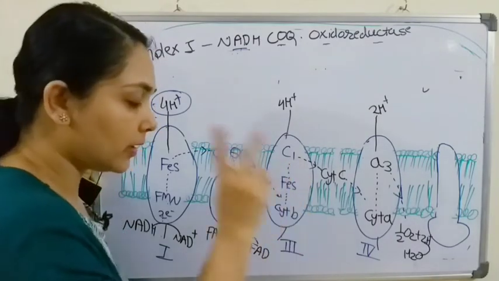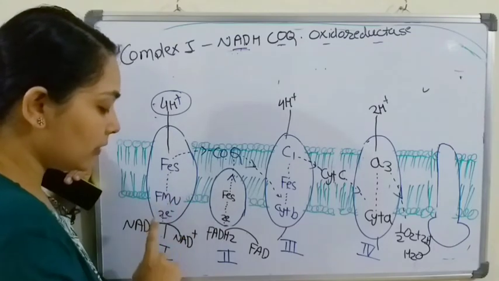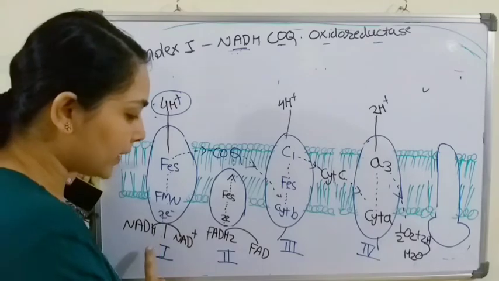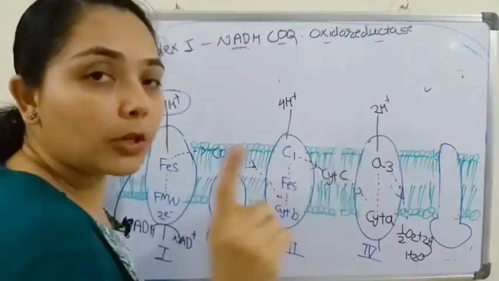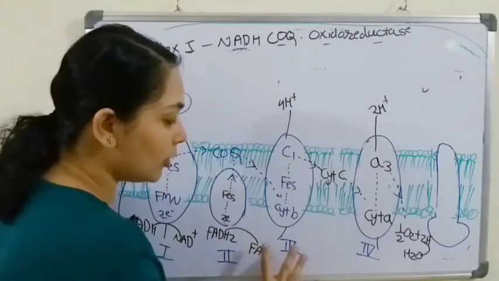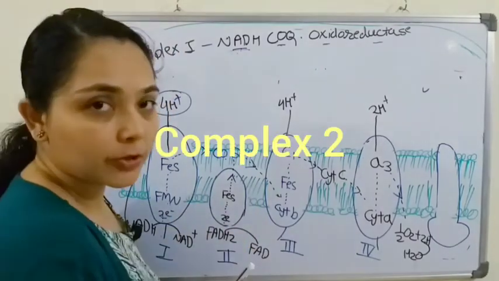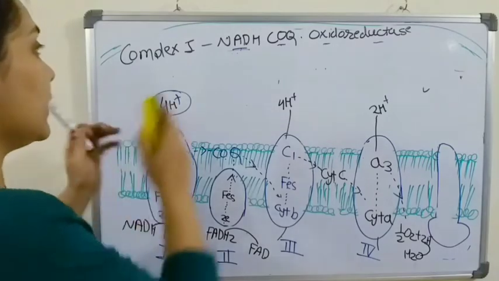So don't get confused here. Again I am repeating. The electrons from NADH will follow the path from complex 1 to 3 to 4, and the electrons from complex 2 will follow the path from complex 2 to 3 to 4. So we'll see about the FADH2. So FADH2, the name of complex 2 is succinate dehydrogenase.